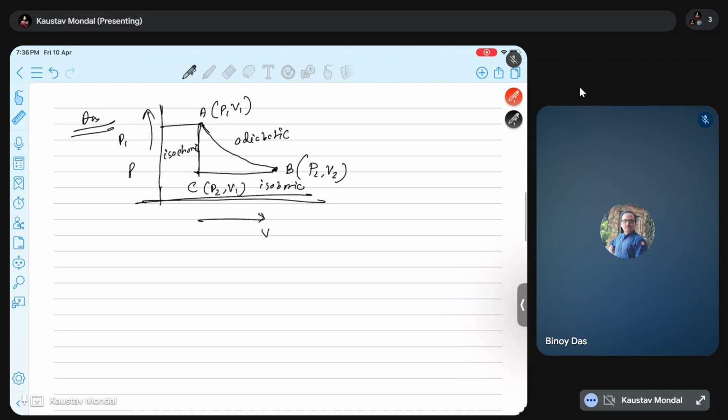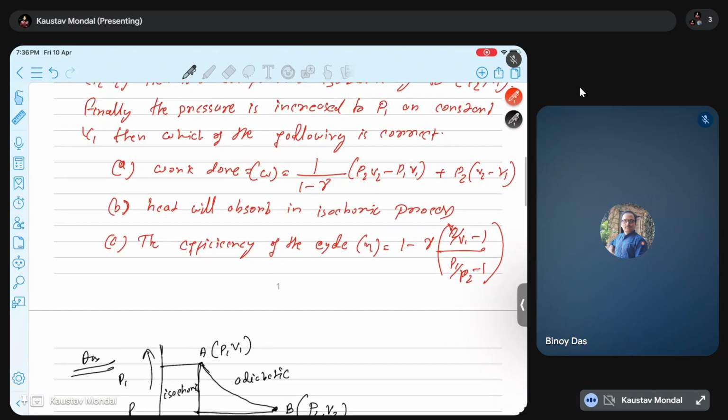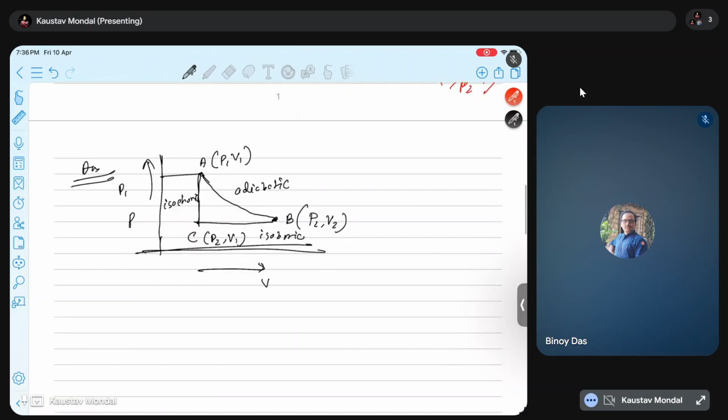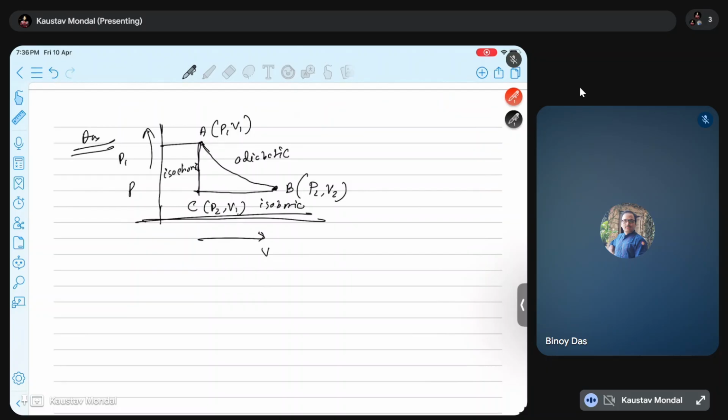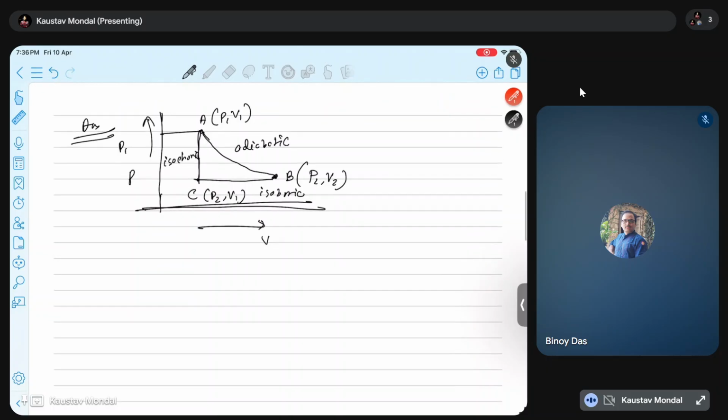Okay. Now first, what we have to find out is the total work done during this cycle. So I have to check whether what is mentioned in the problem is correct or not. So the first thing is the work done during AB, which we have to find out first.